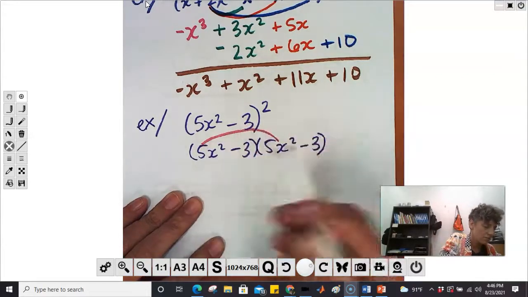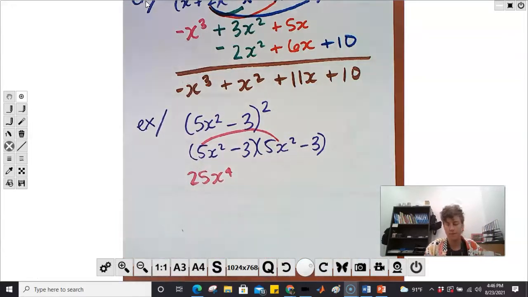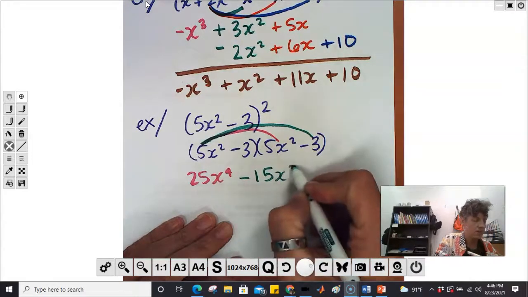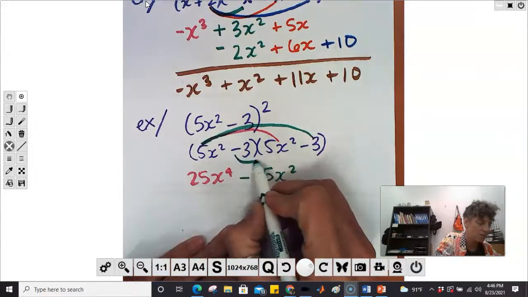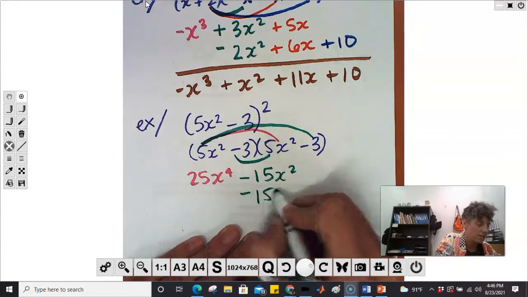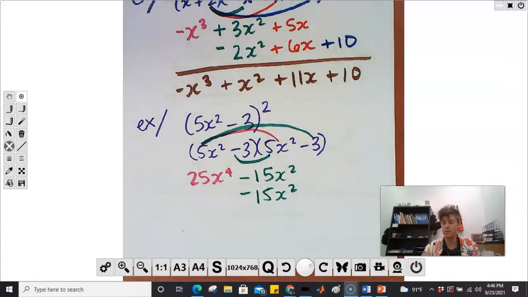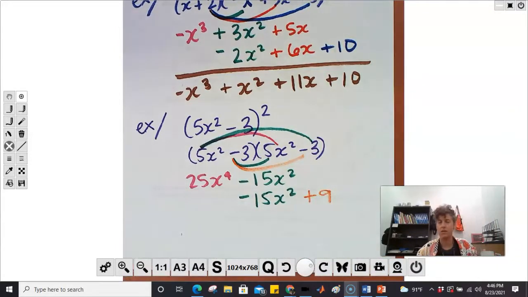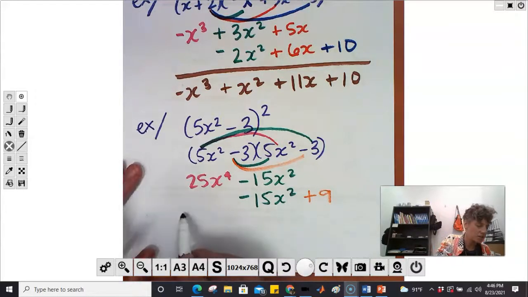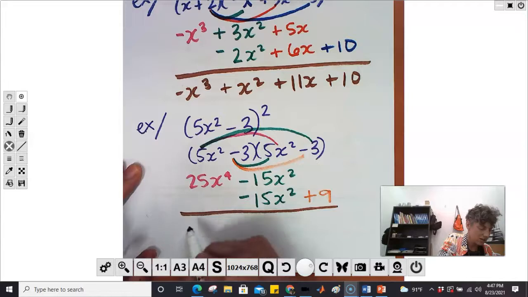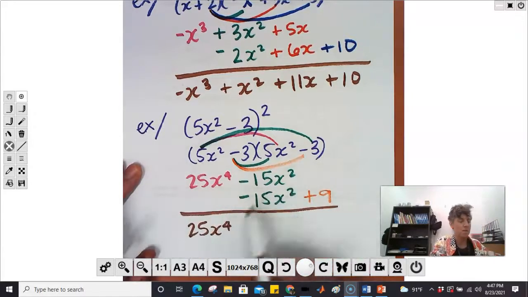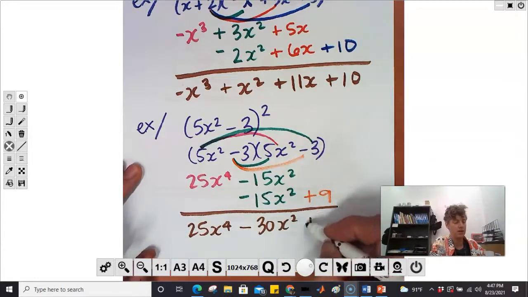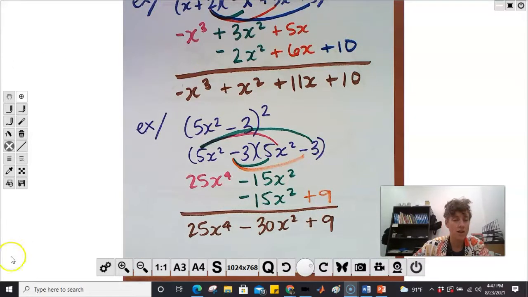5x squared times 5x squared is going to be 25x to the 4th. Then 5x squared times negative 3 will be negative 15x squared. Now negative 3 times 5x squared gives us negative 15x squared. And the last one, negative 3 times negative 3 is positive 9. We did the multiplying, now we just have to combine the like terms. 25x to the 4th is the only one of its kind. Negative 15x squared plus negative 15x squared is negative 30x squared, and then 9 is all by itself. That's our answer. Alright, let's do another one.